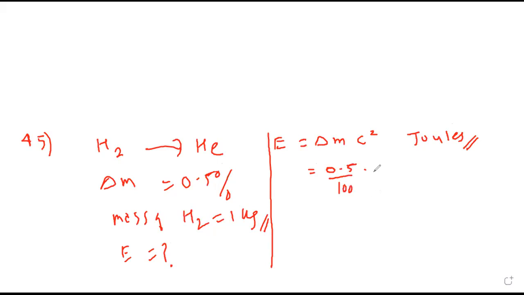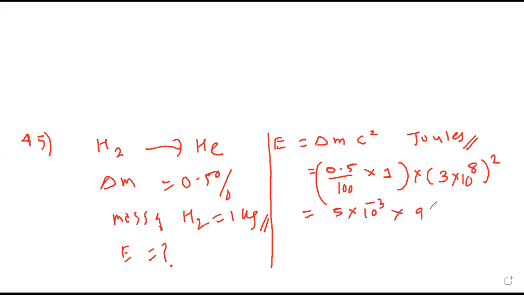Yes, sir. But we have total mass 1 kg, so the mass defect will be 0.5% of 1 kg. C means speed of light. Is it 3 into 10 raised to 8? So this becomes 5 into 10 raised to minus 3, times 9 into 10 raised to 16, which is 45 into 10 raised to 13 joule. But we want the answer in kilowatt hour. Please complete till this, then I will explain how many joules is 1 kilowatt hour.